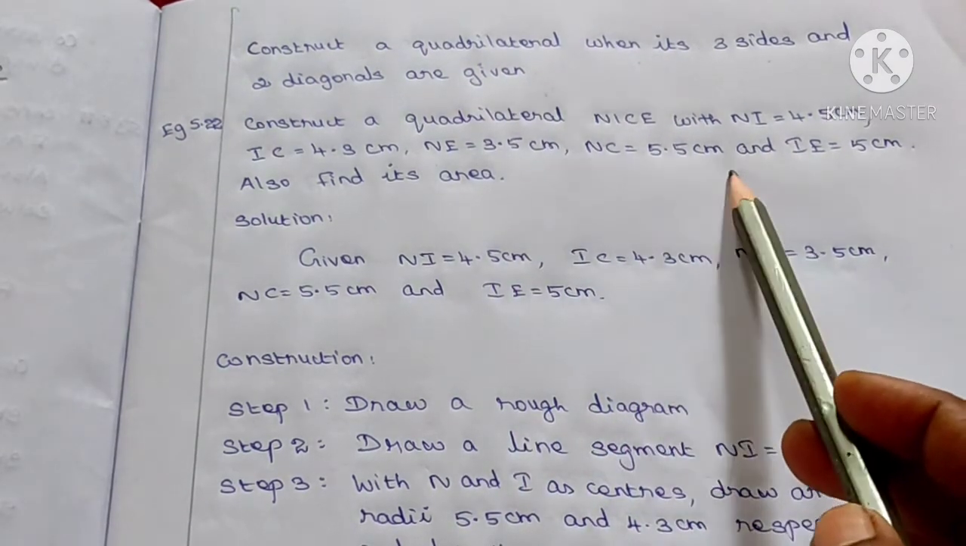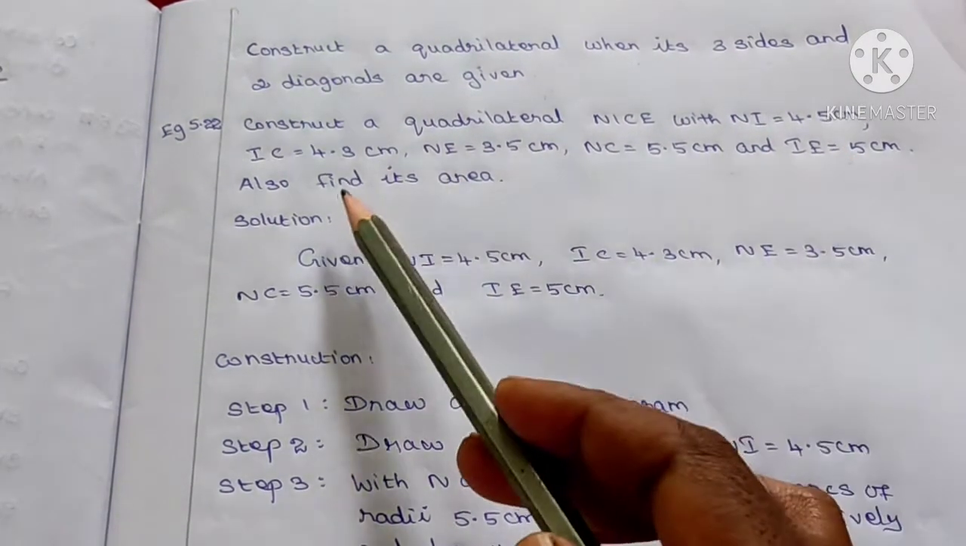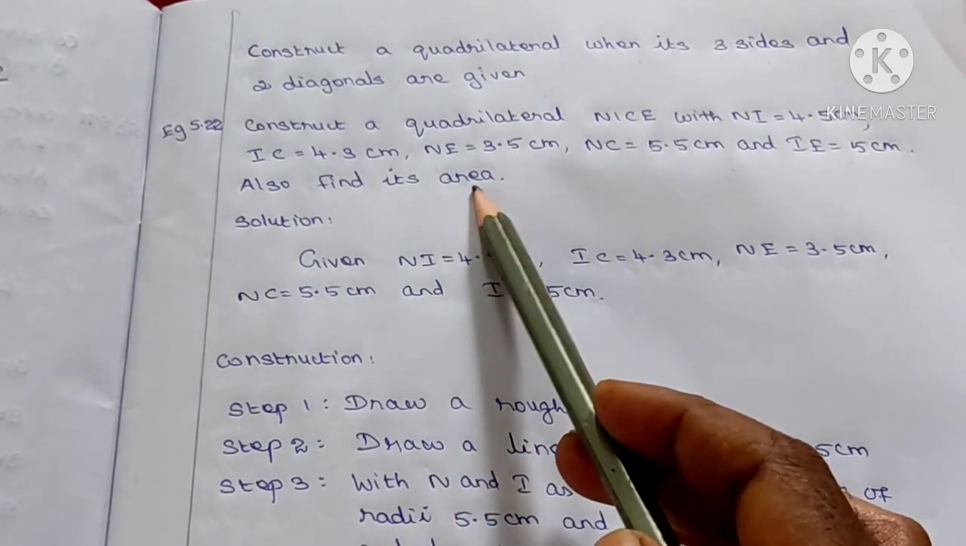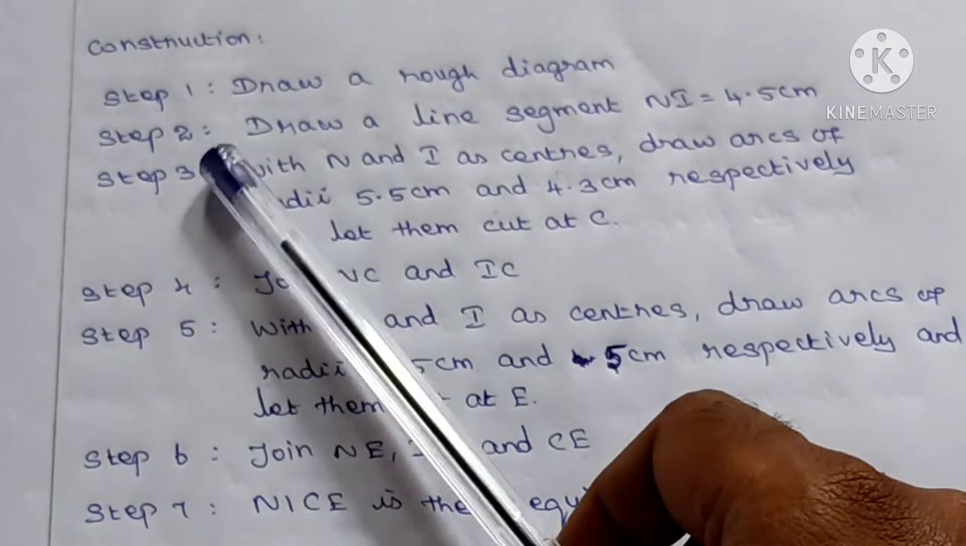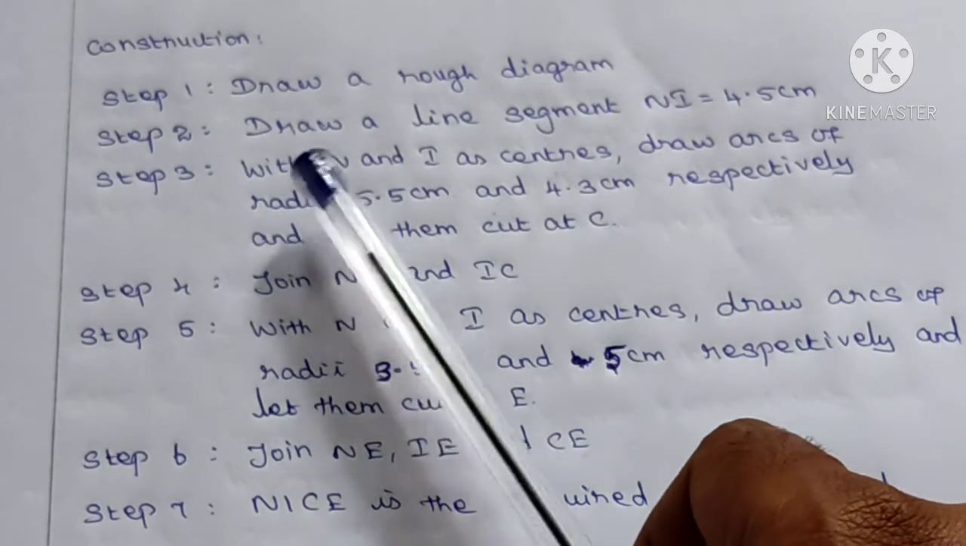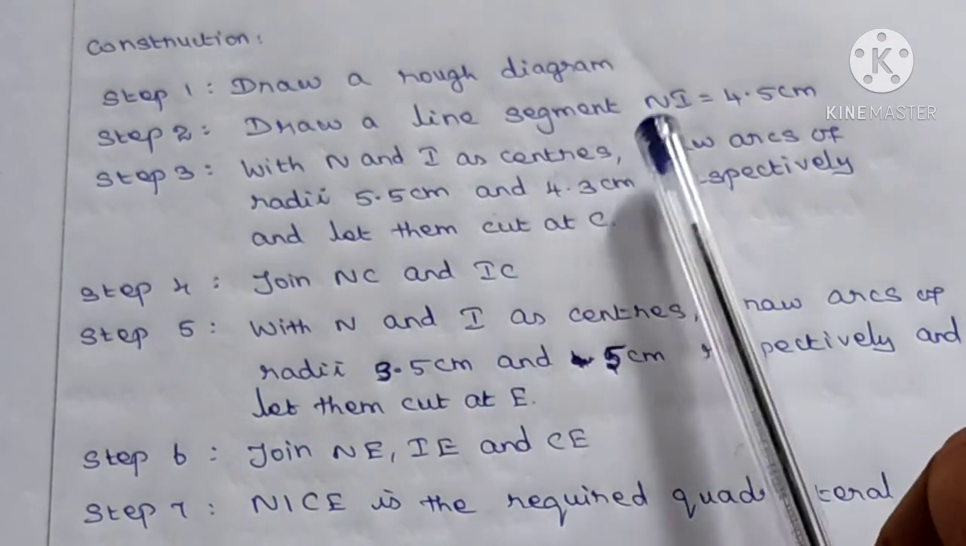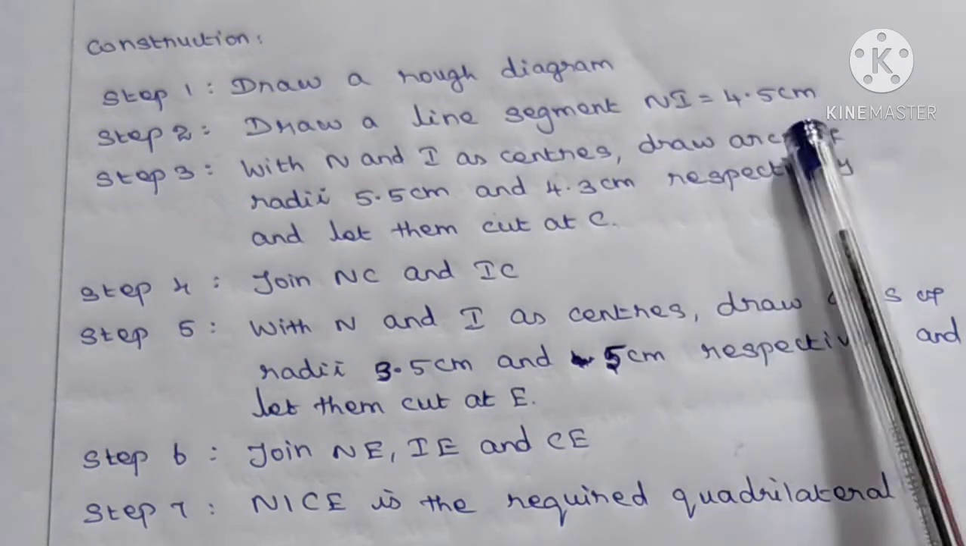5.5 cm and IE 5 cm. Also find its area. So the solution is write the given values. Construction. Step 1, draw a rough diagram. Step 2, draw a line segment NI is equal to 4.5 cm.